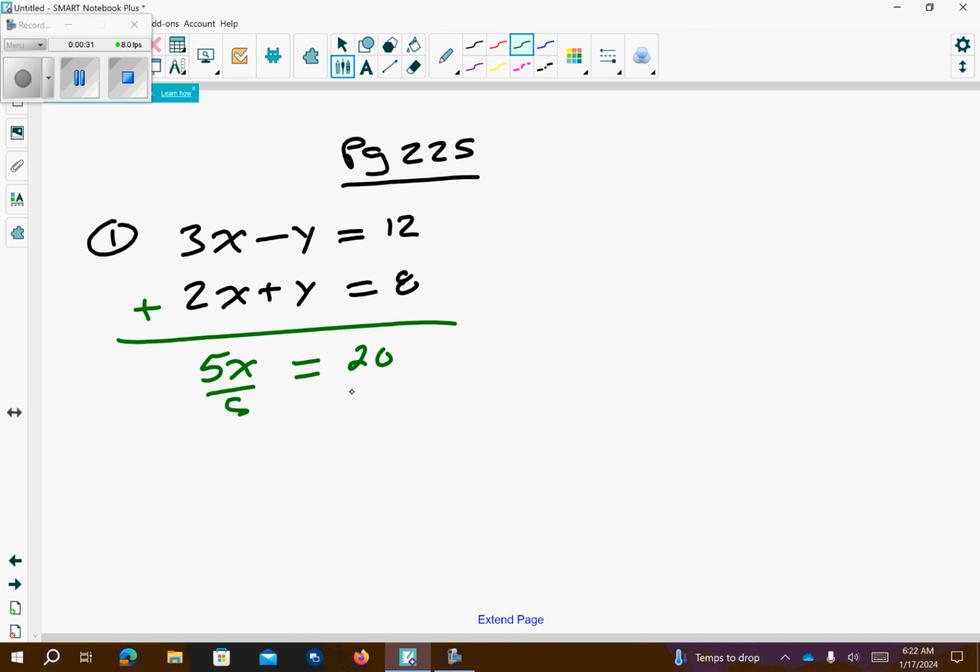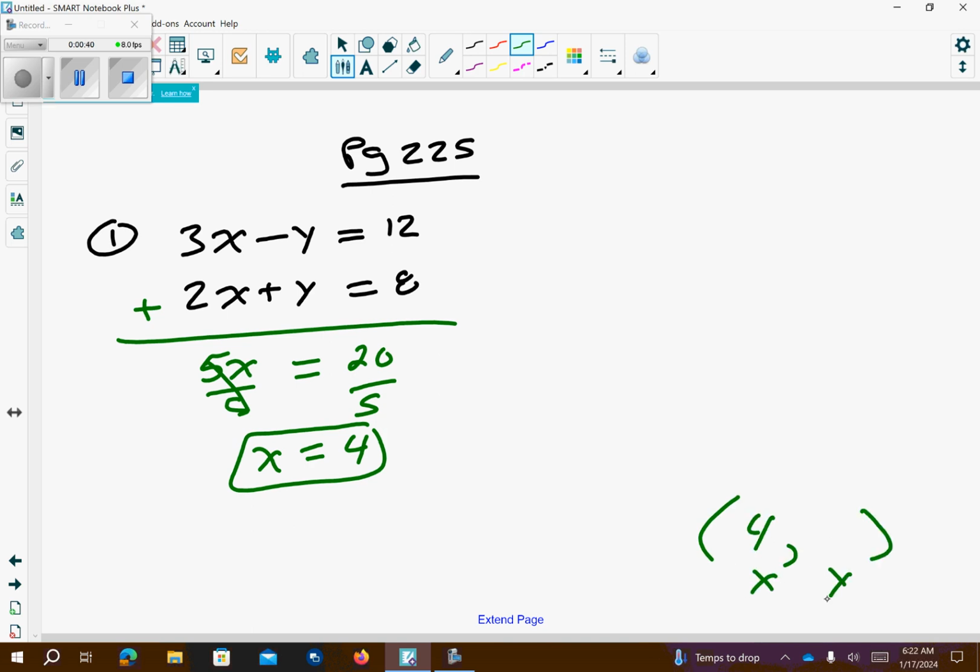Divide both sides by 5. So we wind up getting x is equal to 4. So that's the first part of our answer. Remember, our answer is a point, x comma y. So I'm going to take this 4 and plug it into either of the x's, on top or the bottom. Doesn't matter which one.